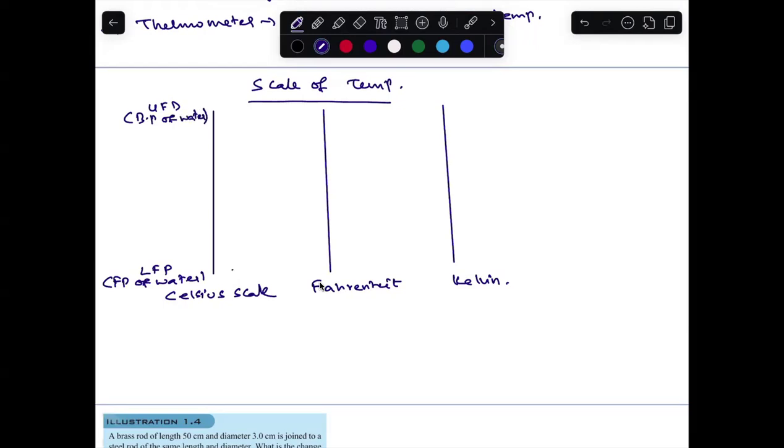So in the Celsius scale, this is taken as 0 degrees centigrade, and this is taken as 100 degrees centigrade, and this gap is divided into 100 equal divisions. Whereas in the Fahrenheit thermometer, this is taken as 32 degrees Fahrenheit, and the upper is taken as 212 degrees Fahrenheit. In the Kelvin scale, this is 273 Kelvin, and this is 373 Kelvin.